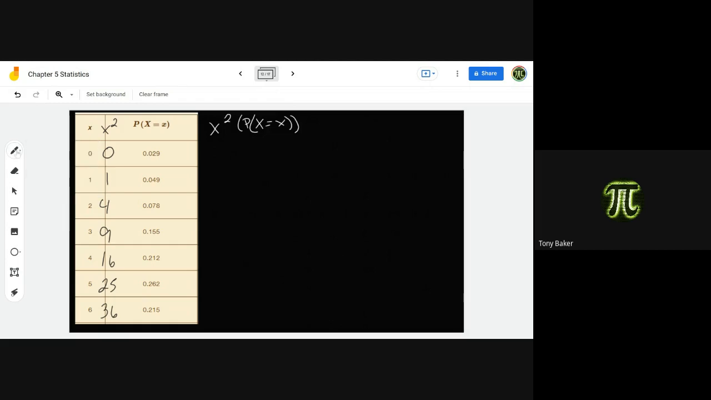All right, now we're just going to multiply. So the first one is 0. The second one is 0.049. Then 4 times that is 0.312. Then 1.395, 3.392, 6.550, and 7.740.